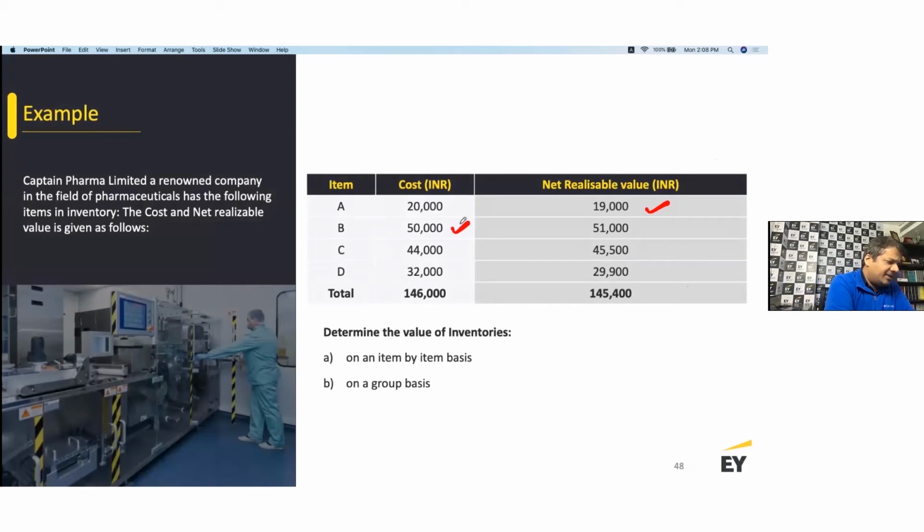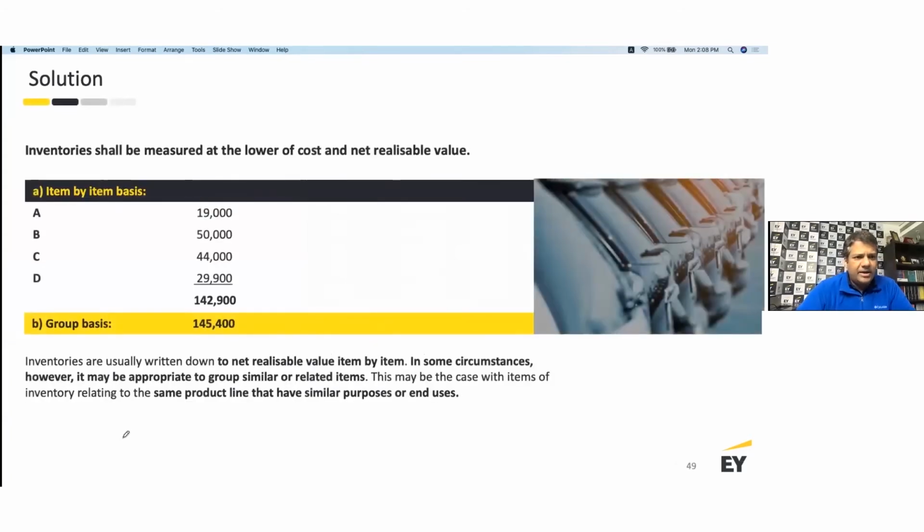Here, I'm going to take this. Here, I'm going to take this. Here, I'm going to take this. So for A and D, I'm going to take the market price. For B and C, I'm going to take the cost. That's how I'm going to do it if I do it item by item: 19,000, 50,000, 44,000, 29,900, which is 1,42,000. But if I do it on a group basis, then it comes to 1,45,400.